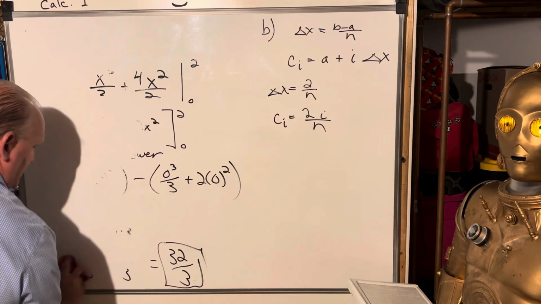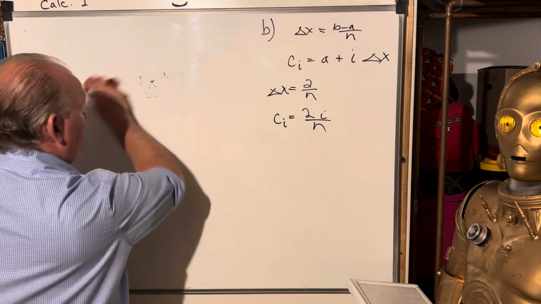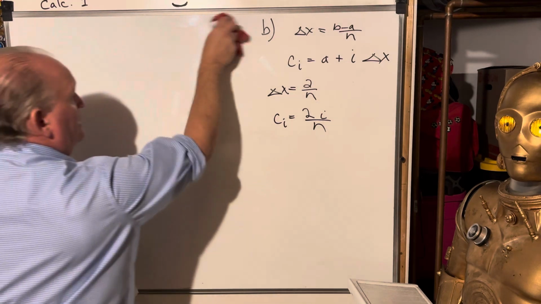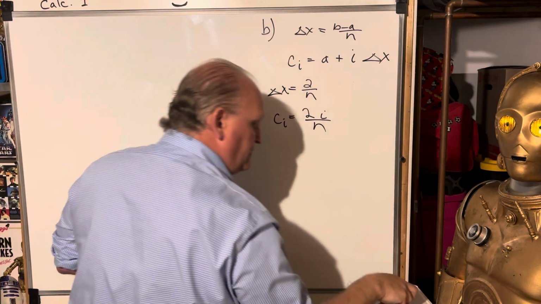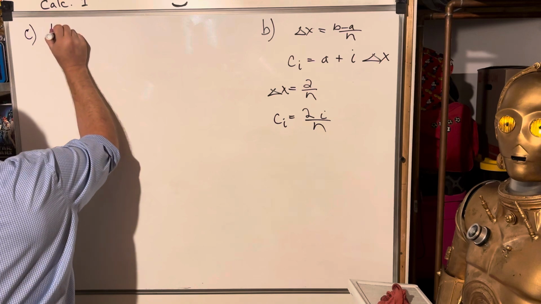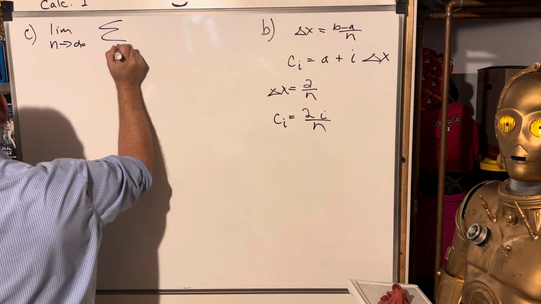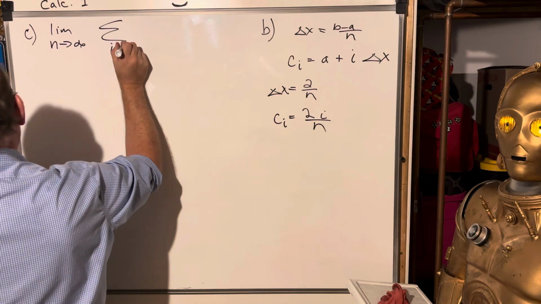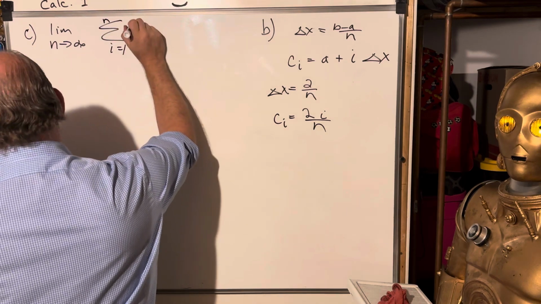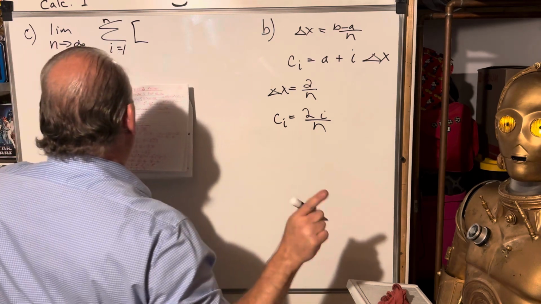with a limit as n approaches infinity, which we did in chapter 4 a few times, right? So let's see. Limit as n approaches infinity of the summation of i from 1 to n of, and now we have to go back to the original problem.